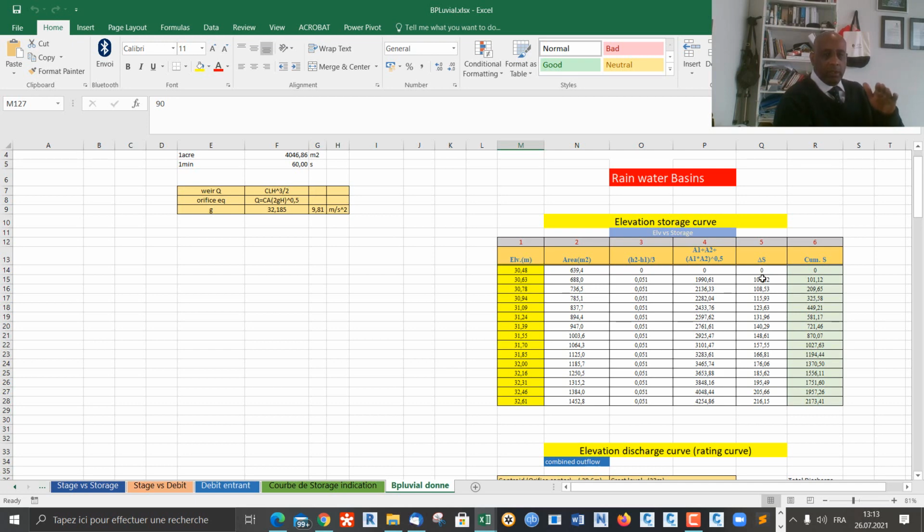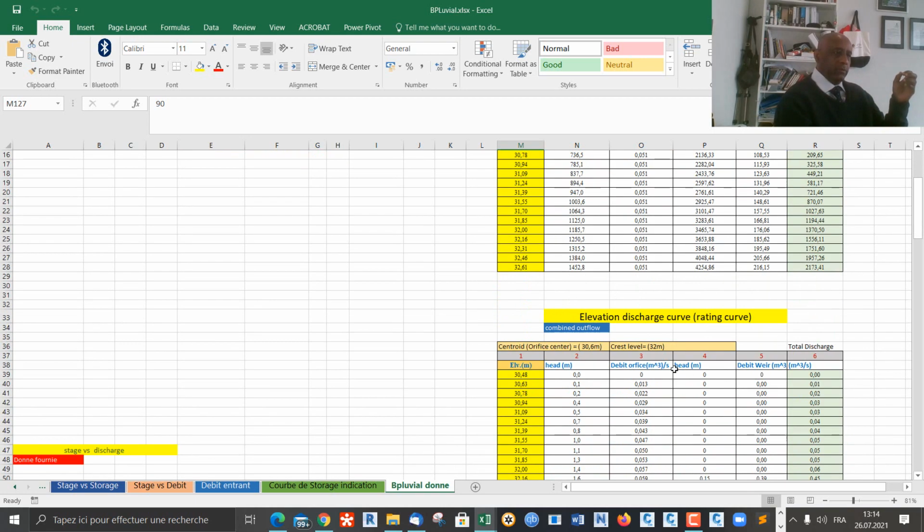Then when we add up all the changes in volume, we get the cumulative storage of the area where we are going to construct the basin. That is the elevation storage curve. We developed it, as we have seen before, and that is important later to develop a storage indication curve, and then develop the outflow hydrograph.